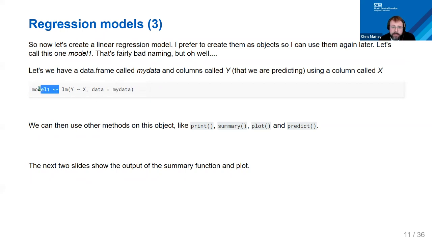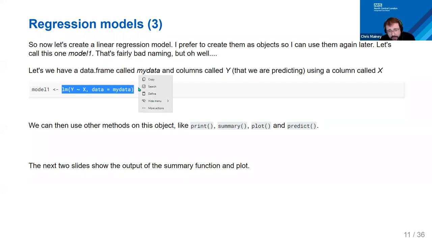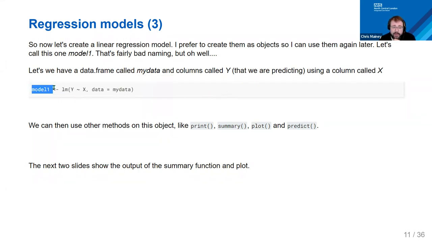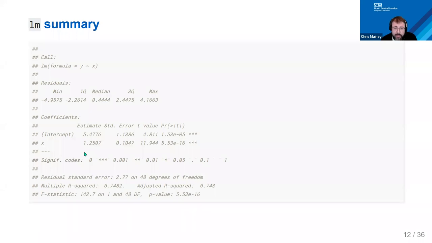Now, I like to assign models to objects. So you can just run this section without assigning it to an object, and it will just run the model, but it won't save or persist that model because you haven't told it where to save it. So if you name the model first of all, before you run it, this will run the linear model and it will save it as model one. Then you can reuse model one in lots of other functions, particularly in summary and plot and predict, which is what we want to do with our model.